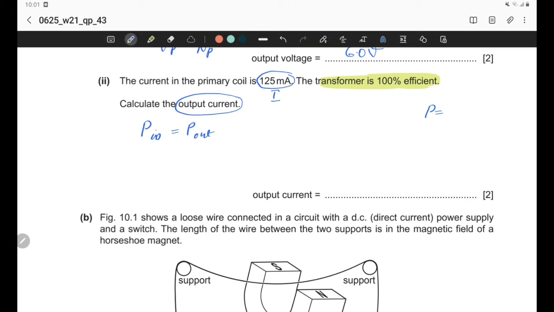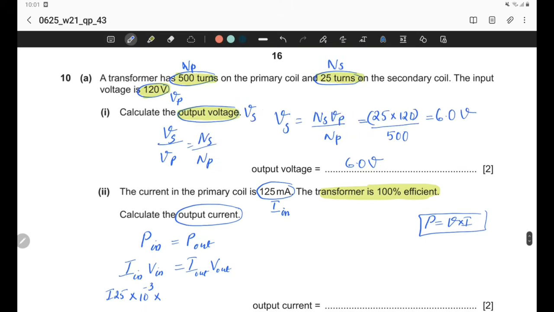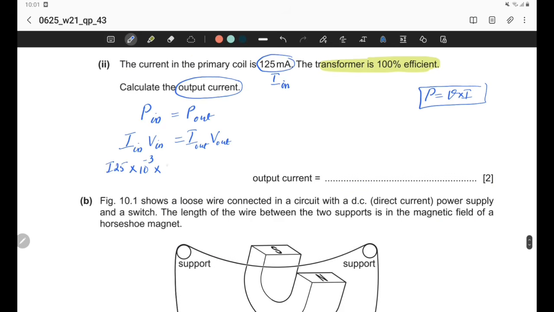Power is nothing but voltage times current. So we can use this equation here. Input power will be the product of input current times input voltage, and output power will be the product of output current times output voltage. Here the input current is given, that is 125 milliampere. We can substitute that. So input current is 125 times 10 to the power minus 3, where milli means 10 to the power minus 3, times the input voltage. Input voltage is nothing but the voltage at the primary, which is 120.